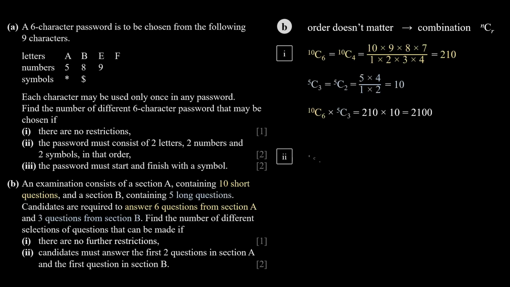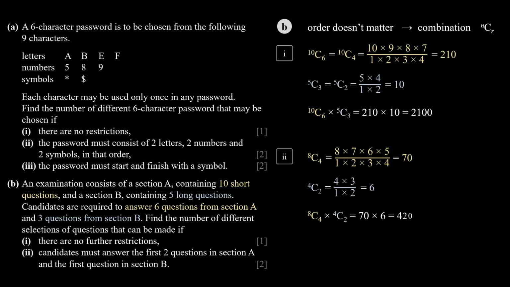Now, the first 2 questions in Section A and the first question in Section B are fixed. This reduces the number of questions we need to choose. From Section A, only 4 more questions need to be selected from the remaining 8 questions. The number of combinations is 8 choose 4, which gives 70. From Section B, only 2 more questions need to be selected from the remaining 4 questions. The number of combinations is 4 choose 2, which gives 6. Since the choices are independent, we multiply the results and the answer is 420. Thus, there are 420 different selections of questions.